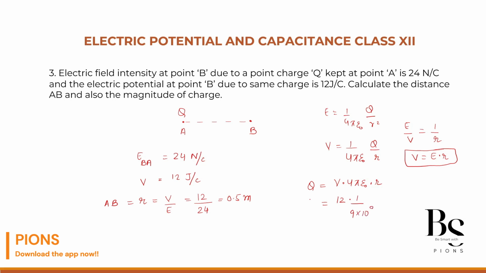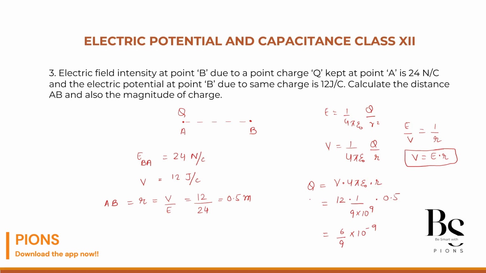As simple as that. Let me repeat this term again. If 1 upon 4 pi epsilon naught, that is k, is 9 into 10 to the power 9, then the reciprocal of that is 4 pi epsilon naught. So it must be the reciprocal of the value. R is 0.5. Clear? So this will give you 12 into 0.5, so 6 by 9 into 10 to the power minus 9.